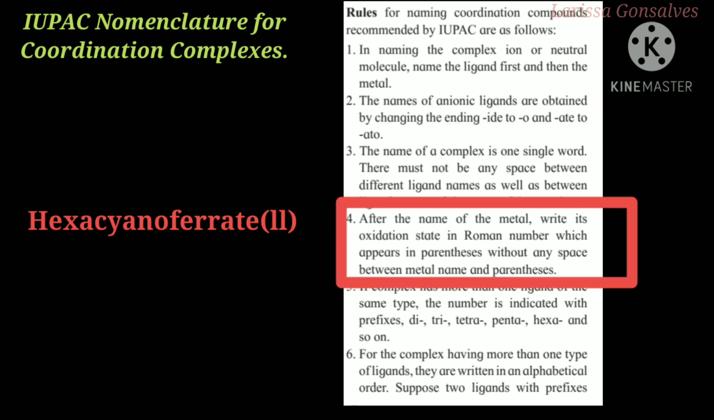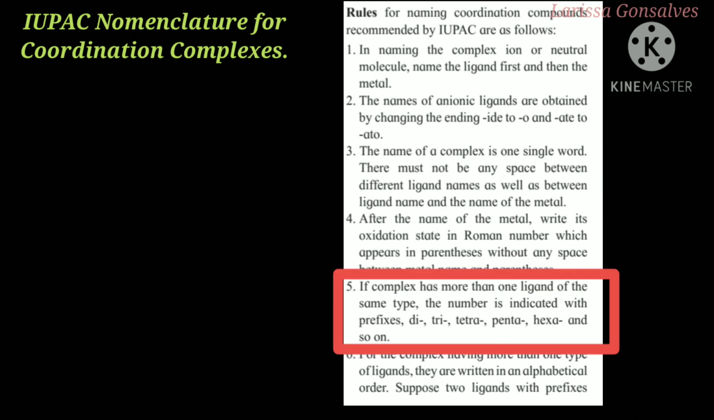The fourth rule is after the name of the metal, write its oxidation state in Roman number which appears in parenthesis without any space between the metal name and parenthesis. So you can check this example here. There is no space between the metal name and the brackets, which are called parenthesis.